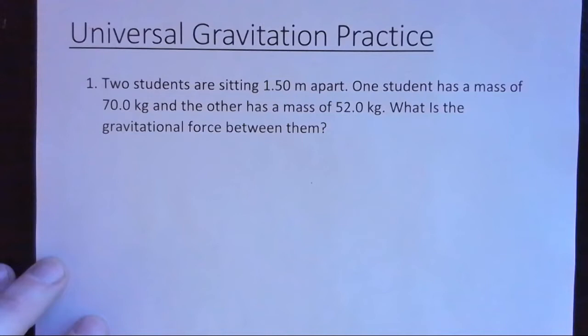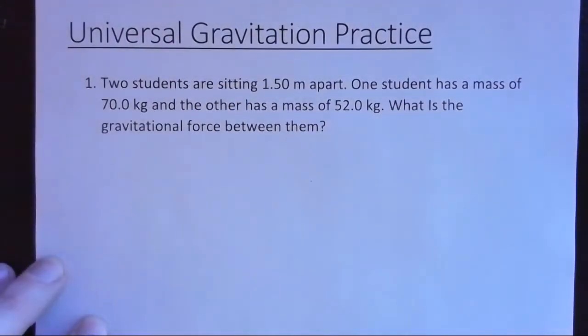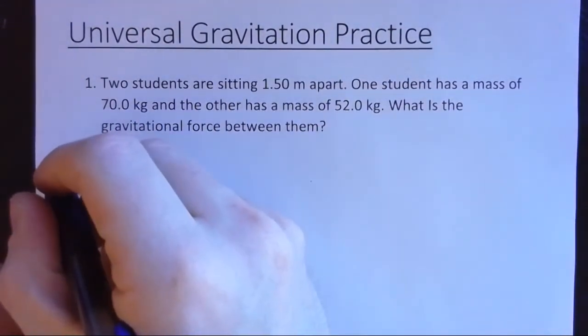In question number 1, 2 students are sitting 1.50 meters apart. One student has a mass of 70.0 kilograms and the other has a mass of 52.0 kilograms. The question asks, what is the gravitational force between them? Our first step should be to identify and record the known values given to us in the problem.